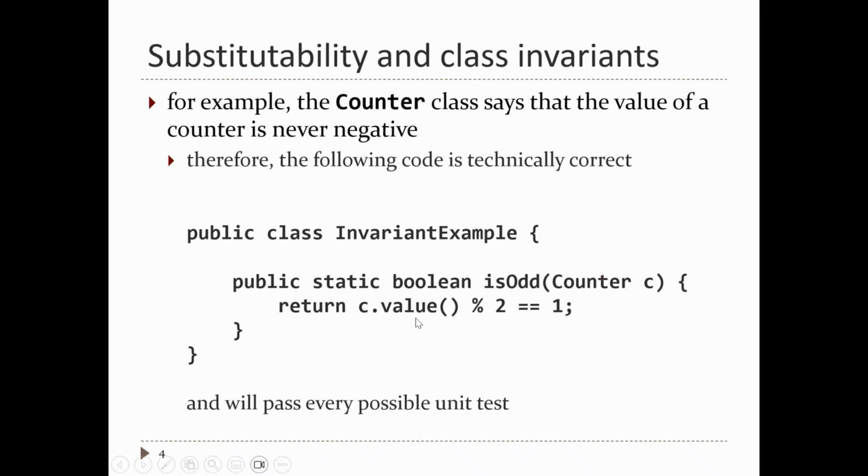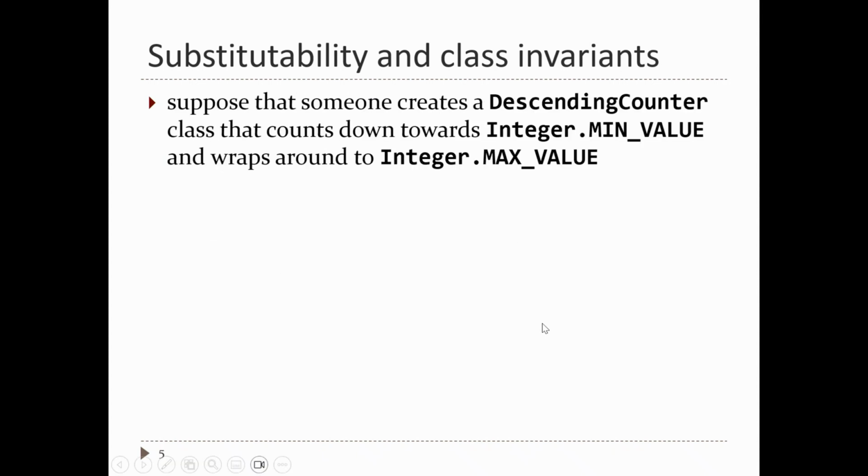So how am I going to do this? Well, I'm going to take the value of the counter, divide it by 2, and look at the remainder. If the remainder is 1, it's odd. This will pass every test you throw at it. You can make a counter having every possible value, and this method will pass. So this method is technically correct.